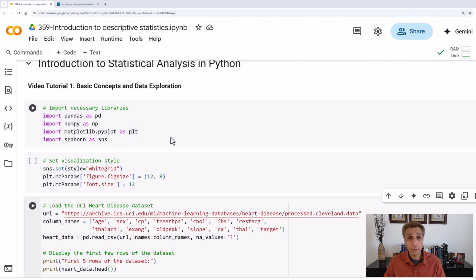And as usual, I am showing you the code in Google Colab. If you have a Google account, you should be able to access Colab and practice whatever you're seeing right now. Okay, let's go ahead and start.